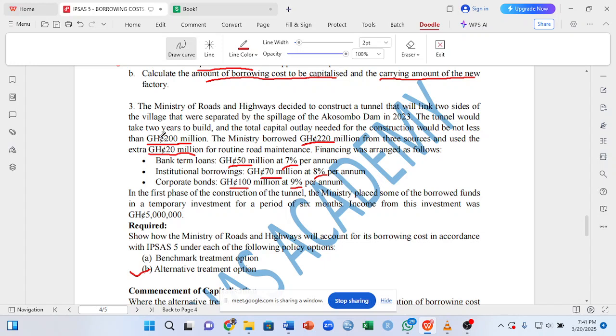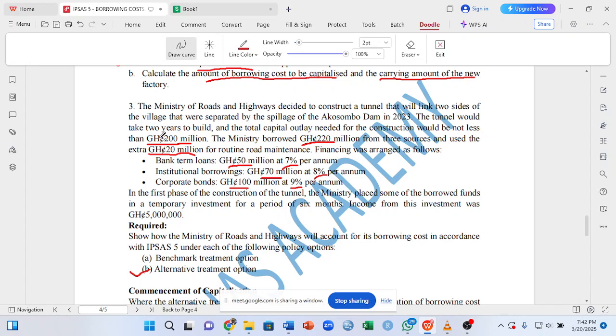Okay, I think maybe it's going to be both, because the specific aspect will be the 200 million, then the extra 20 million for the routine road maintenance is the general one. Okay. Any other before I conclude? The conclusion of the matter is that it is specific borrowing. Thank you. So why?